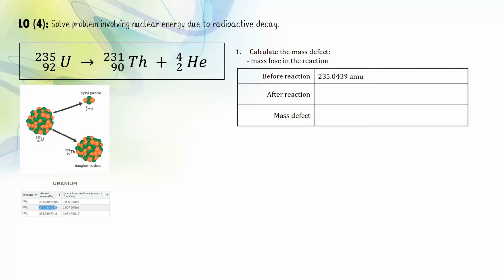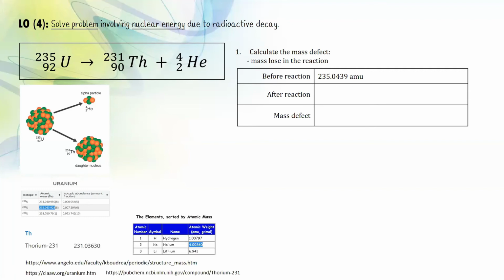So before the reaction, we only have uranium, where the mass is as written here. The mass of the elements can be obtained in any reference books, or you can just Google it. After the reaction, we should add the mass of thorium and helium here. Finally, the mass defect is the difference of the mass between before and after the reaction. So, we get the number as here.